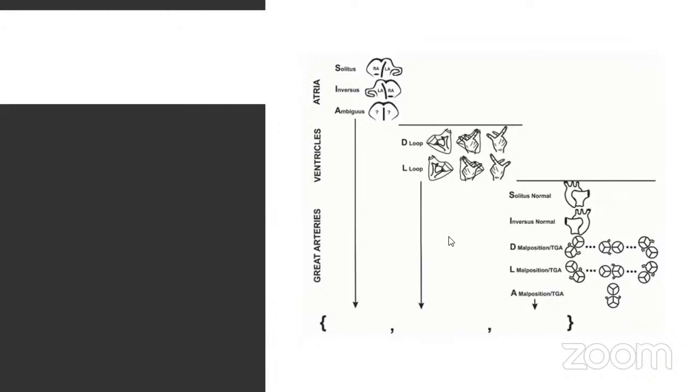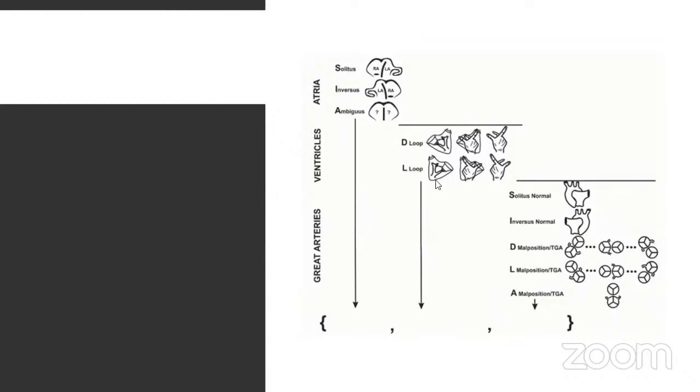So if it's normal, you give it the letter S, and the opposite is I. Now, if you have the aorta on the right side of the pulmonary artery, this is called D-malposition or DTGA. If it's on the left side, this is LTGA. If it's anterior to it, this is A.